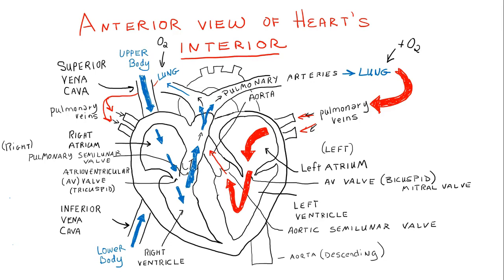And from the left ventricle, the blood will head up through the aortic semilunar valve into the aorta. And then from the aorta, the blood is going to go to the upper body and also head down through the descending aorta to the lower part of the body.